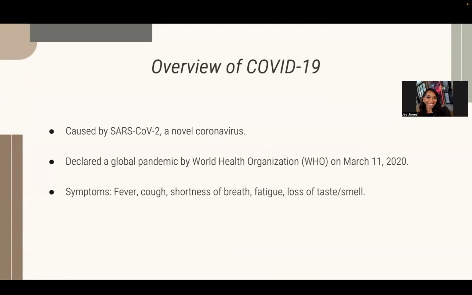Some of the symptoms that people may have experienced if they caught COVID were fever, cough, trouble breathing, tiredness, and loss of taste or smell.